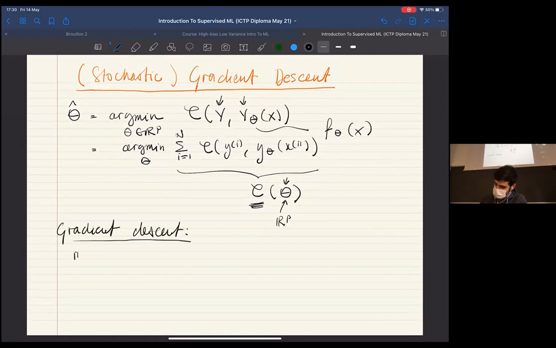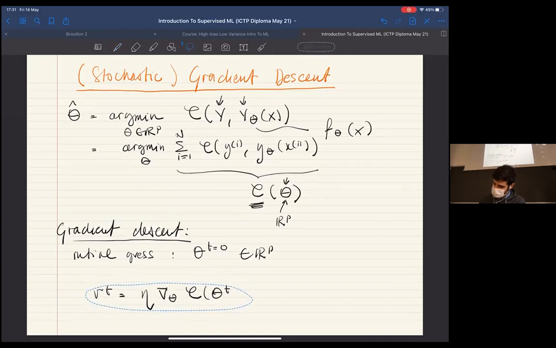Okay, so you start from an initial guess, let's say a theta at t equals zero. Again, this lives in R^P. And what you will do is that, so it's usually written in two steps. You will evaluate a vector that is called V_t, which is eta times the gradient with respect to theta of the cost, evaluated at your actual position, for t equal 1, 2 until t max. Okay, you have a loop.